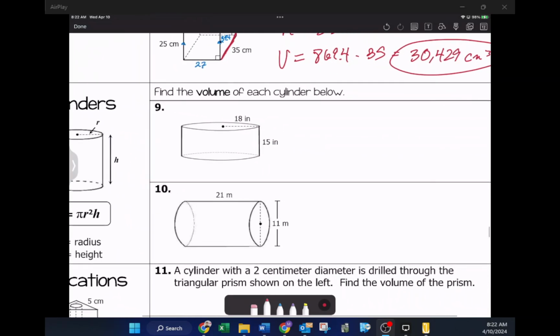So you can just use the formula volume equals pi r squared times height, which in this case is pi times 18 squared times 15. And you can just plug in your calculator. Same thing for number 10. Find the radius first, because they give you diameter, and then plug it in the formula, because the area of the base is pi r squared. Multiply that by height, and you're done.